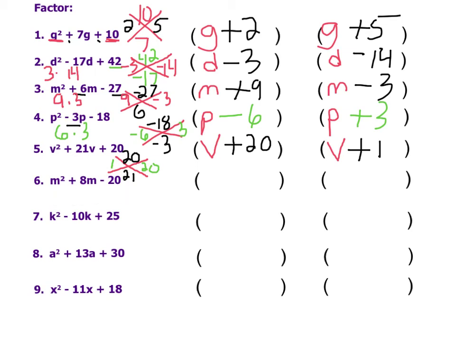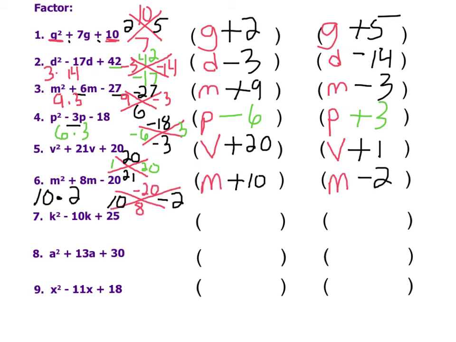Try this one. Hit pause and try this one. How did you do on this one? Did you have m plus 10 and m minus 2? Because 10 multiplied to negative 2 is negative 20, and 10 plus negative 2 is positive 8, our middle term.